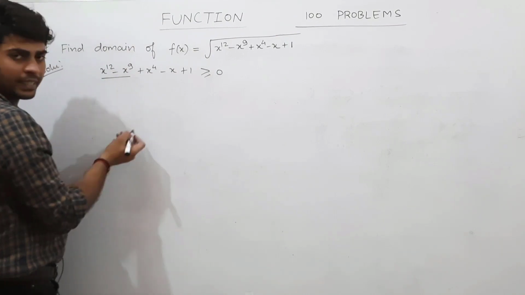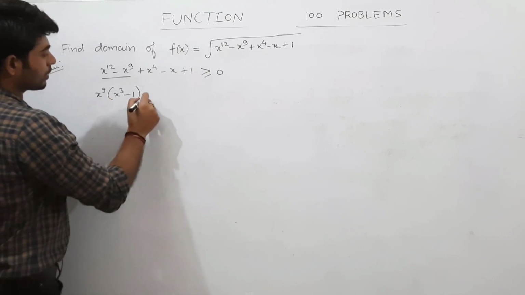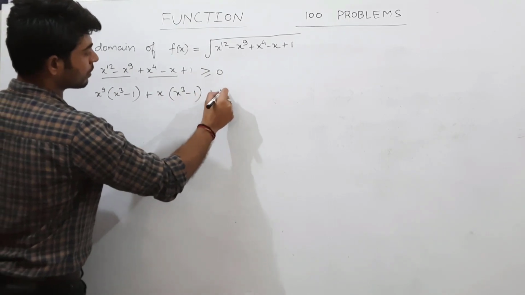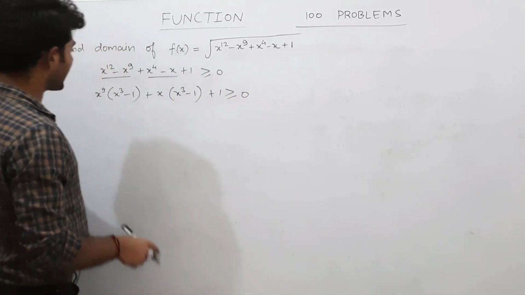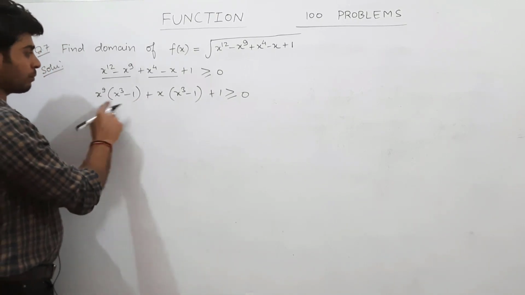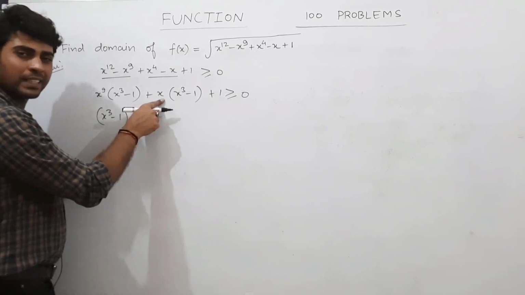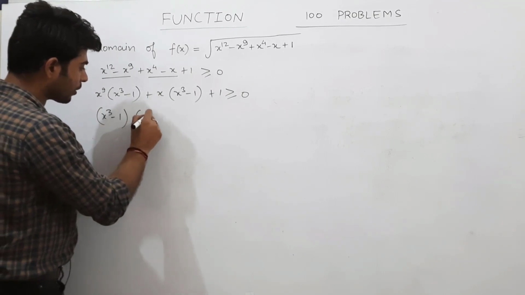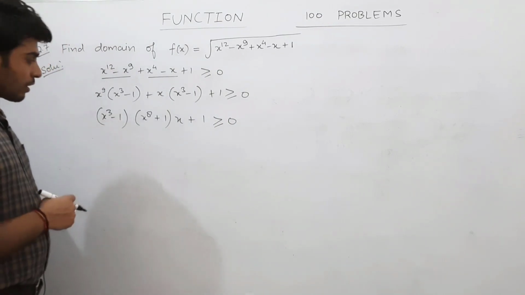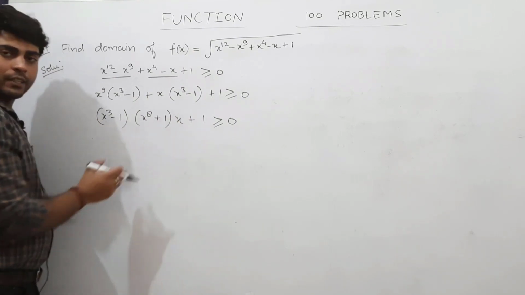From these two terms, we can take x to the power 9 common. It will remain here x to the power 3 minus 1. Similarly, from these two terms, we can take x common. It will remain here x cube minus 1 plus 1 greater than or equal to 0. Again, we can take common x cube minus 1 from these two terms. So it will be x cube minus 1 into x to the power 9 plus x. From here, x also we will take common. x to the power 8 plus 1 into x plus 1 greater than or equal to 0. It is coming now. Now here you can see this should be greater than or equal to 0.